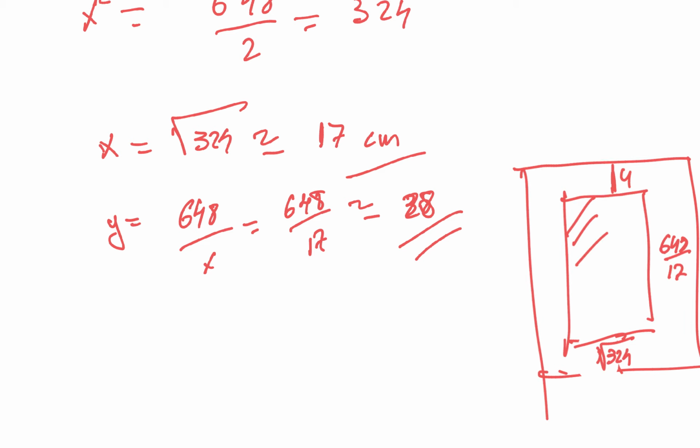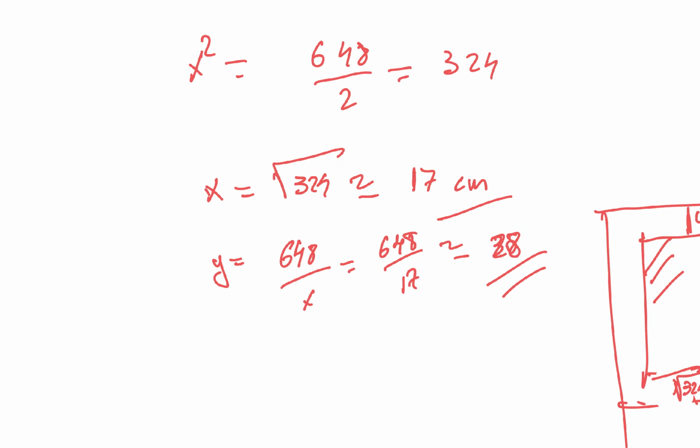Okay, and that's the problem. It's a problem of optimization. The square root of 324 is almost 25, so the y dimension would be 648 divided by 25. And what will this be?